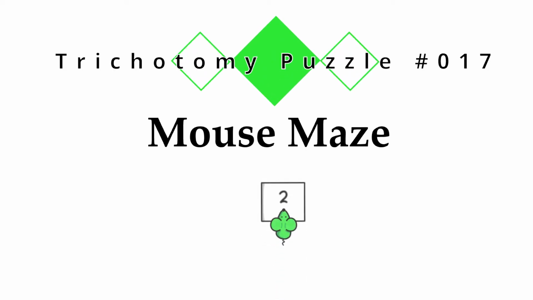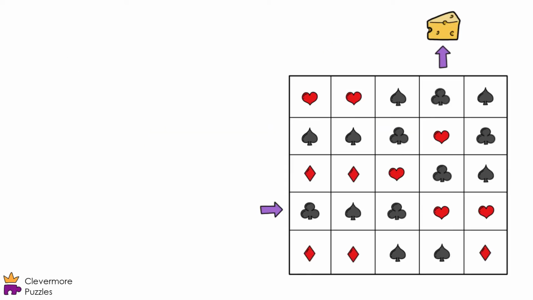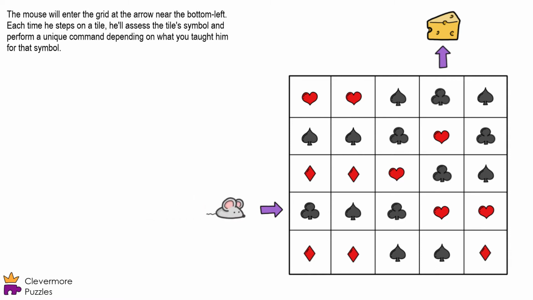Your first experiment was a success, but science requires repeated results to be substantiated. For your second experiment, you've increased the size of the maze and added a fourth symbol and fourth command. As before, the mouse will enter the grid at the arrow pointing inward, and each time he steps on a tile, he'll assess the tile symbol and then perform a unique command based on that symbol.